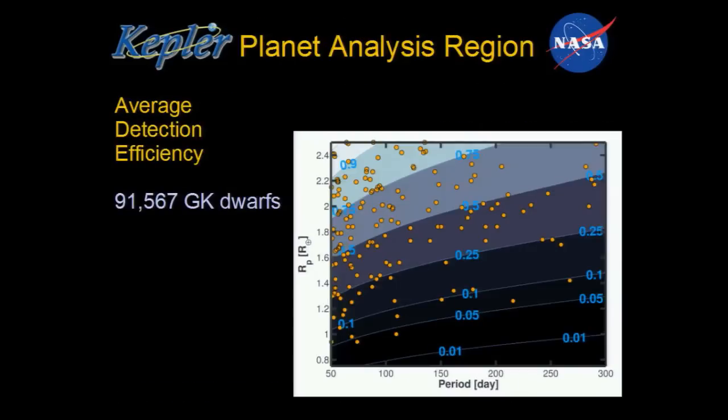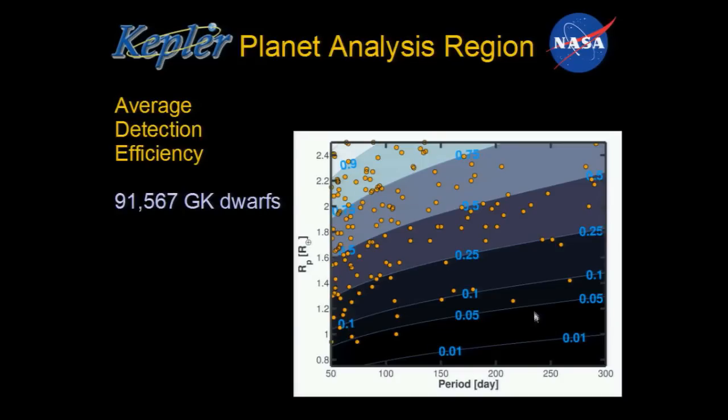So one target is not that interesting, so what you do is you combine all of these 91,000 detection contours. And so here then is the average detection efficiency from Kepler for these 91,000 GK dwarfs. Also, the points again are our planet candidates. So you can see our planet candidate sample falls off roughly parallel to these lines of detection efficiency. So from here we can see we're roughly modeling the correct observing degradation and biases as we go towards the small planets.